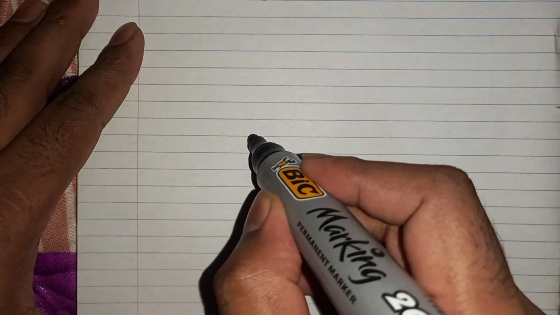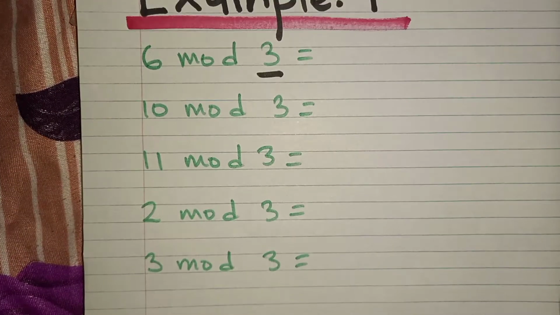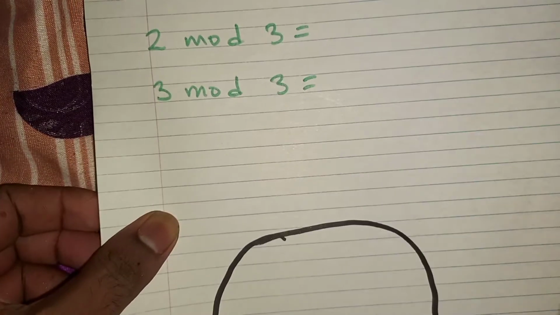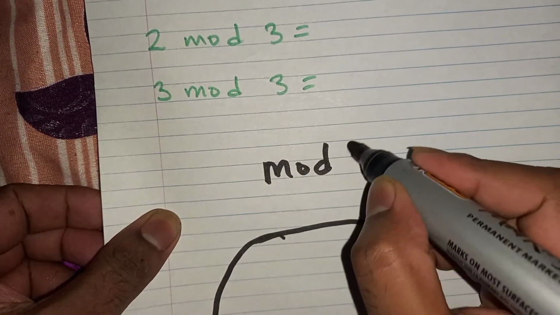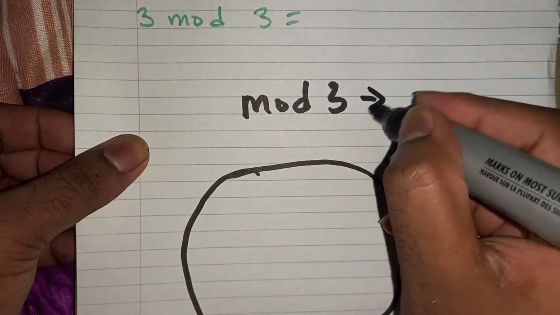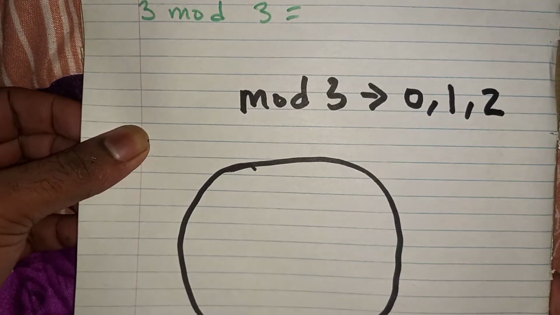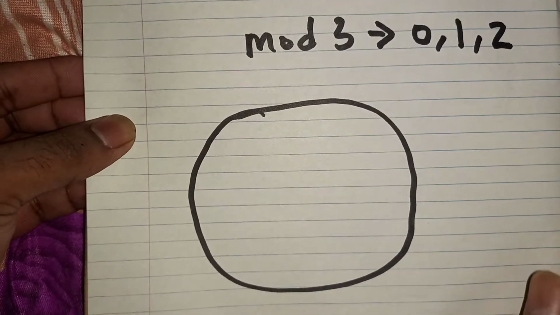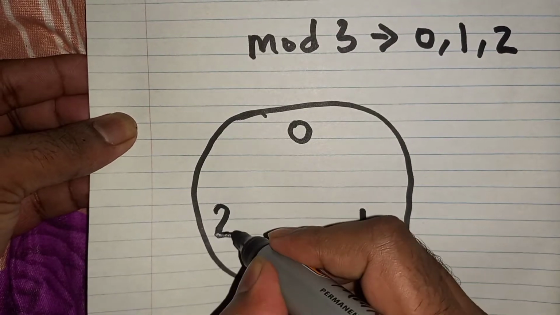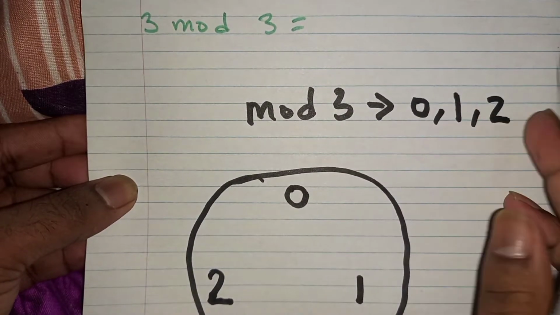You have to first draw a circle, right? And then you have to see the modulo. It is modulo 3. It is 6 modulo 3. So this is modulo 3. That means inside this circle, it will be all the numbers less than 3. So it will be 0, 1 and 2. Right? It will be all the numbers less than 3 inside this circle. So we'll put 0 here, we'll put 1 here, we'll put 2 here. Right? But not 3. Right, because it is modulo 3, so 0, 1 and 2.